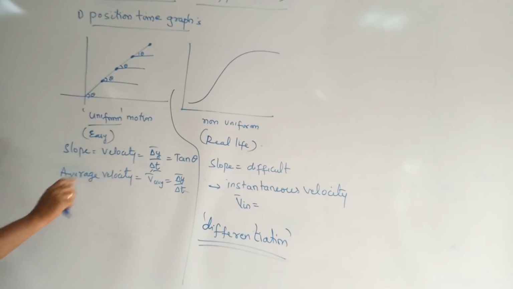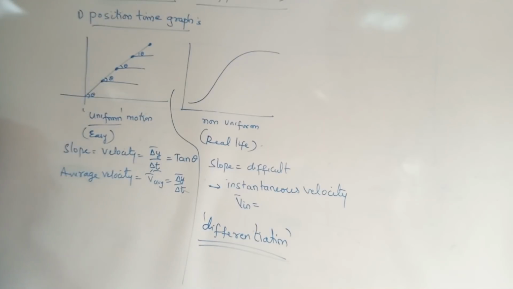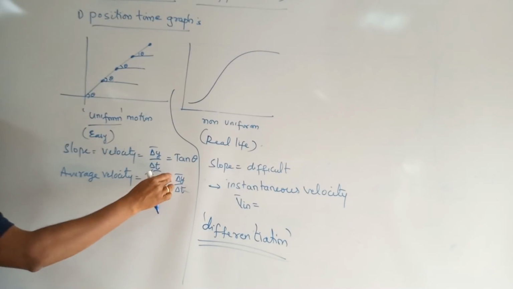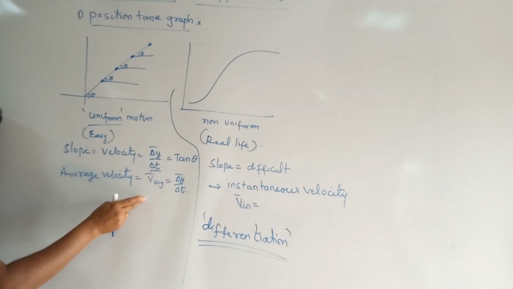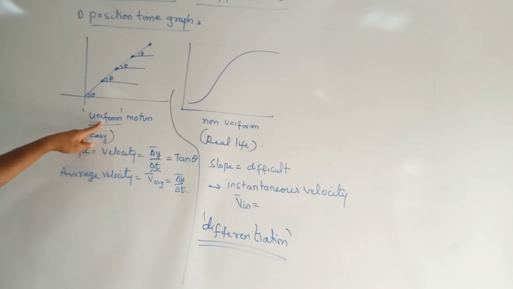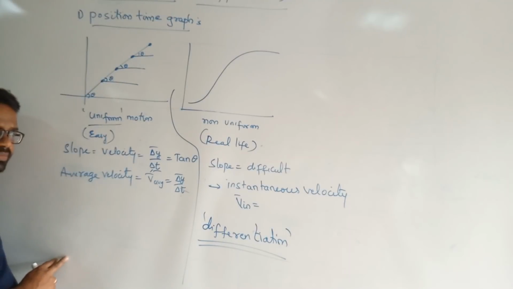It gives rise to velocity, and what kind of velocity? It gives rise to average velocity: the total change of position by total time, from the initial position to the final position, gives rise to average velocity. Because the body is in uniform motion, the average velocity would be the same at any location, at any point of time.